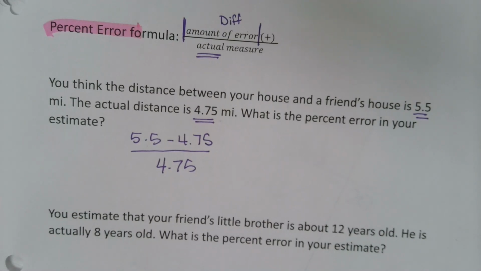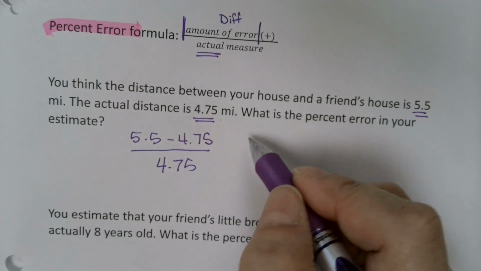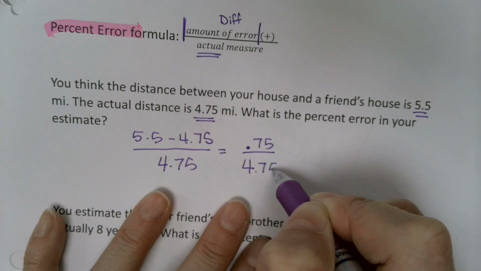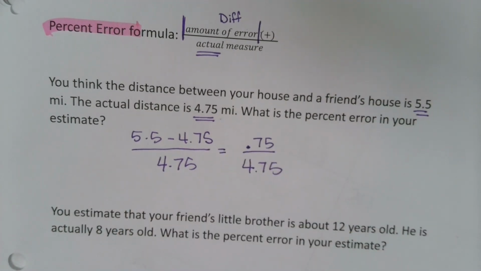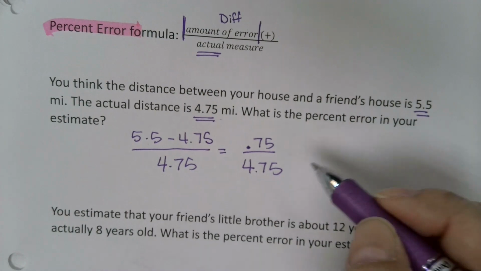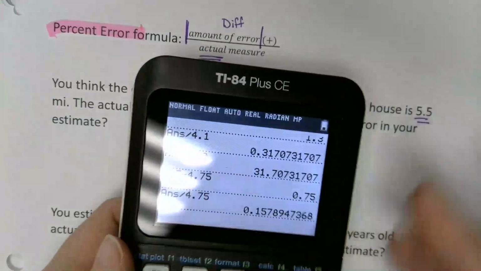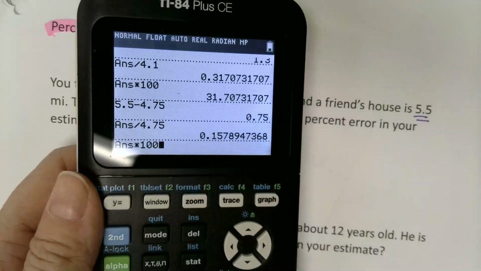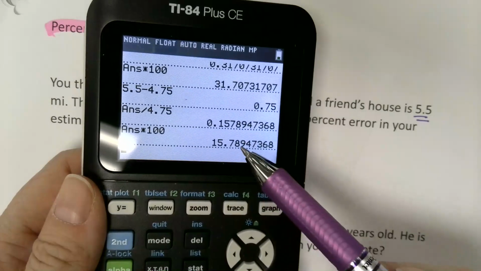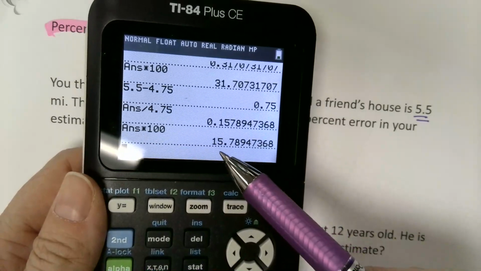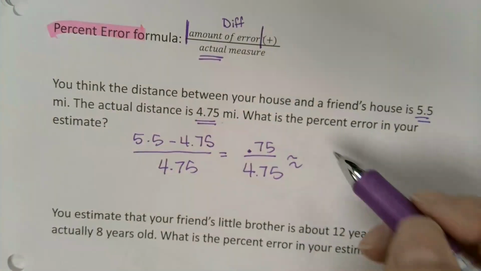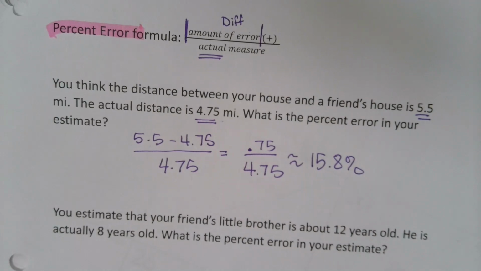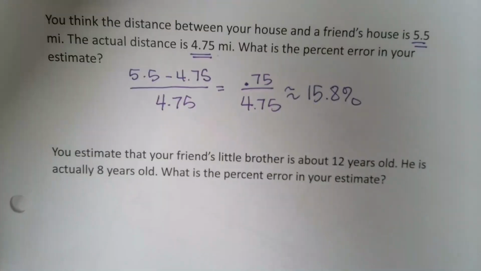If I can type correctly. And I get 0.75, and I'm going to divide that by 4.75. And then, again, I get a number that keeps going, so I might multiply by 100 or just visually slide the decimal over 2. 8 would tell 7 to go up, so this would be 15.8%. So this is about 15.8%.